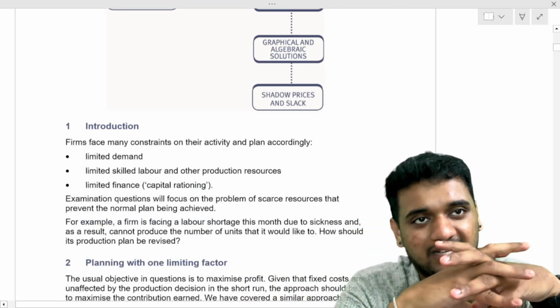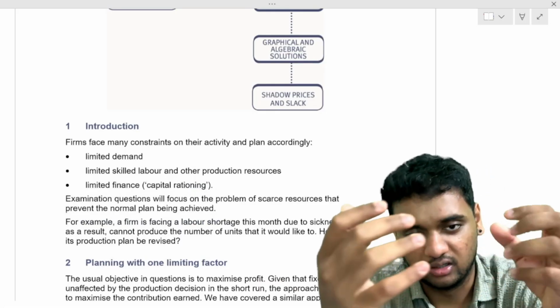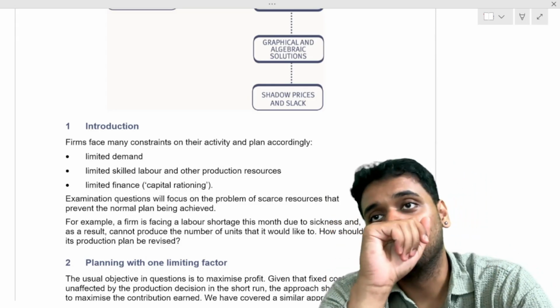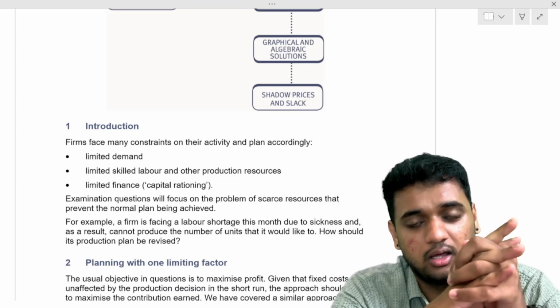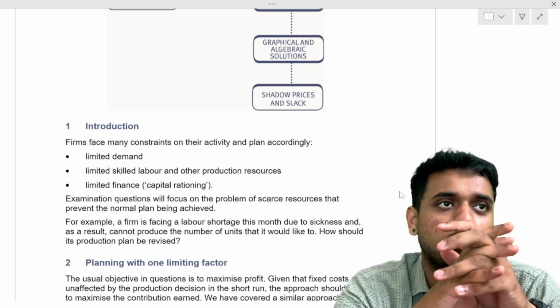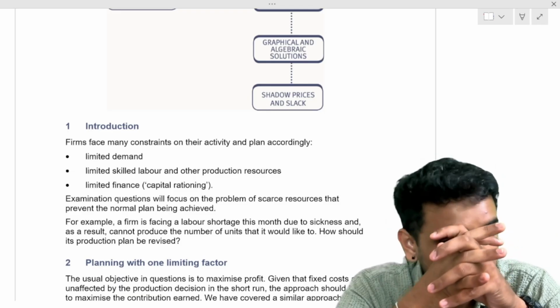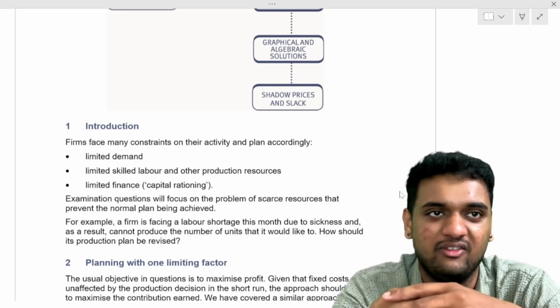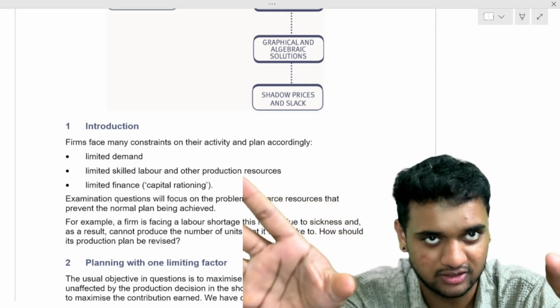Now we will move on to the next chapter called planning with limiting factors. Before proceeding to this chapter, I just want to know what and all comes under variable cost. In the previous chapter in CVP analysis, we saw cost is classified into two, variable cost and fixed cost.